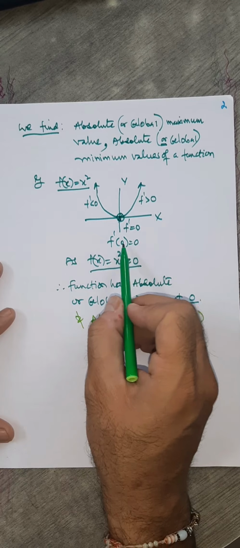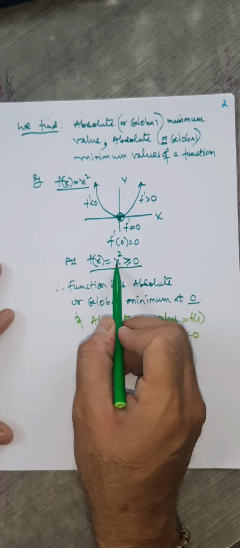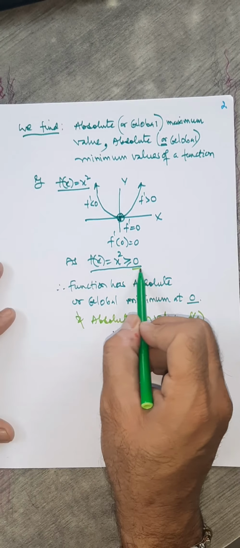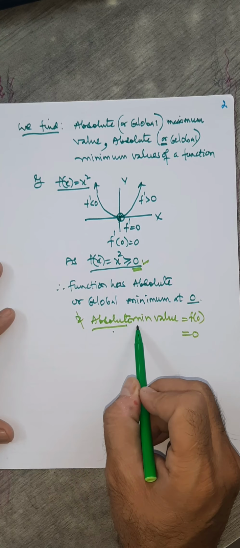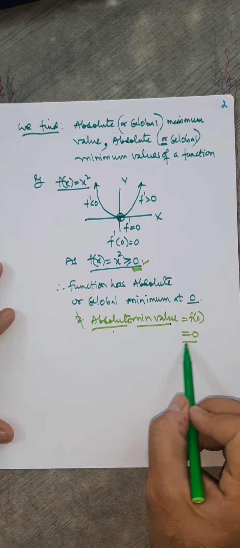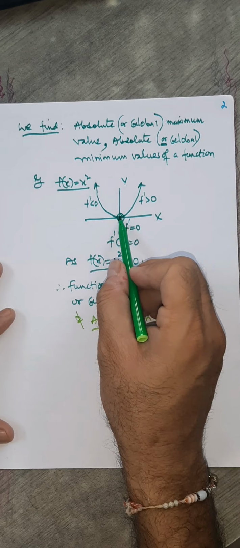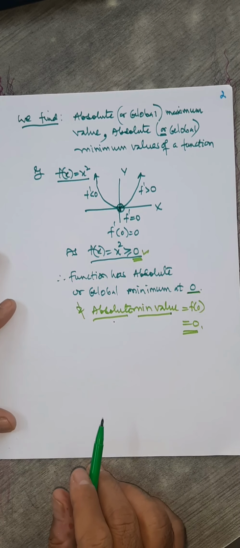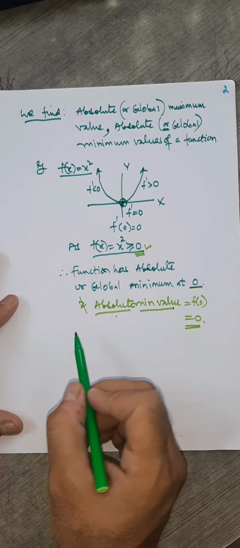That you can find by putting x equals 0 in the graph of the function, so it will be 0. That you also noticed here. The absolute minimum value of the function is attained at 0, and that value is also 0. Fine.